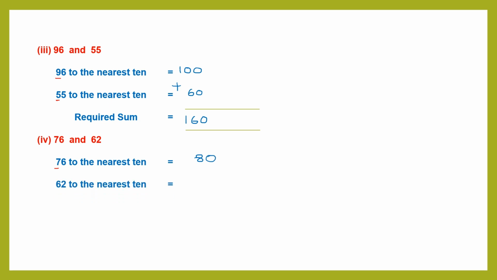The next number is 62. Digit in the tens place is 6. The digit to its right is less than 5. So 6 will remain the same. And instead of 2, a 0. Now we are going to find the required sum. To find the required sum, we add up these two numbers. So 0 and 8 plus 6 is 14. 140.